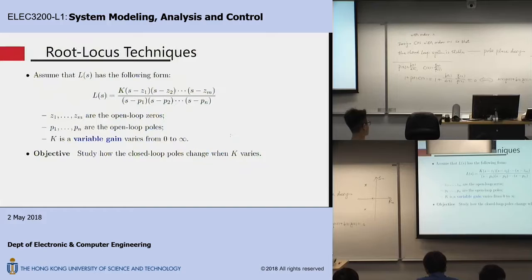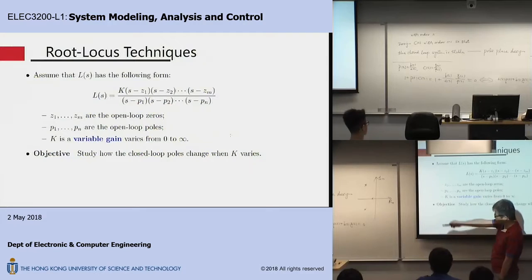You might think this is a really particular case. But indeed, if you consider this K as a controller gain, and this whole thing as the plant, this is indeed the controller parameter you want to design. So this special form of a varying parameter is meaningful. It's actually very significant.